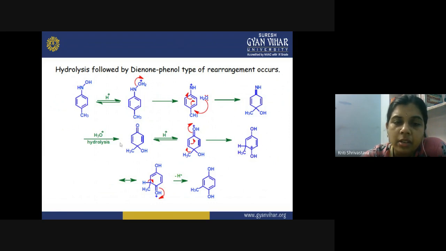Now, when the hydrolysis is performed, what happens? You get a ketonic group introduced at this position, and this is again your transition state. And finally, in multiple steps, what you get at the end is a methyl substituted quinol. So this would be the product in case you have a para position already occupied.